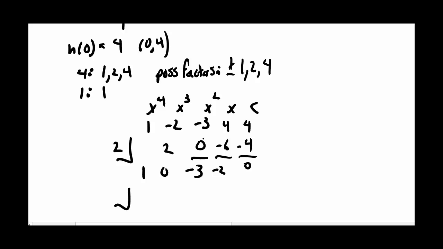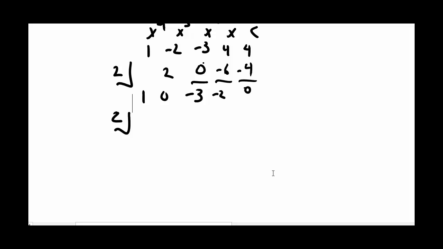Now, I know 1 doesn't work, but there's still a possibility that there could be multiplicity here. So I'm going to try 2 again and see if it still gives me a 0. And if it doesn't, then I'll just guess another number. So we drop the 1, multiply and add, multiply and add, multiply and add. Oh, so there is a multiplicity there. So I got 2 twice.